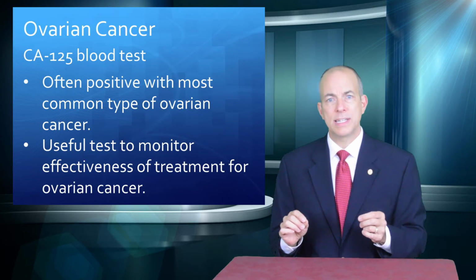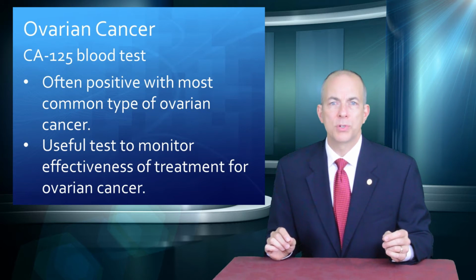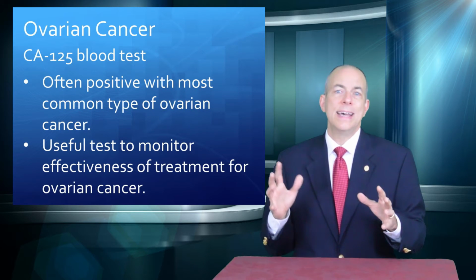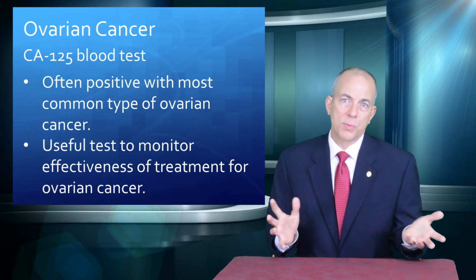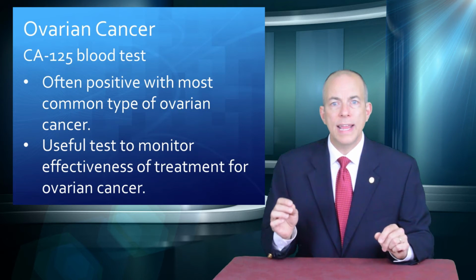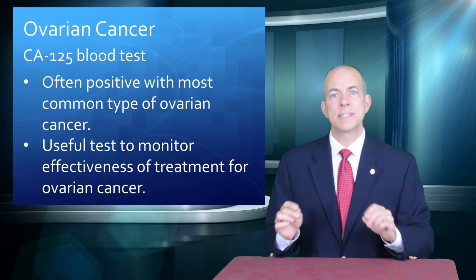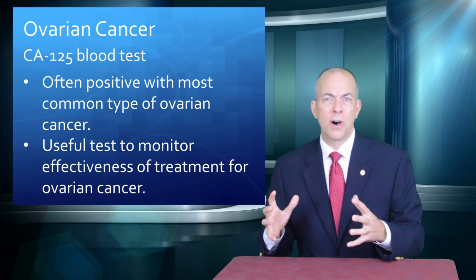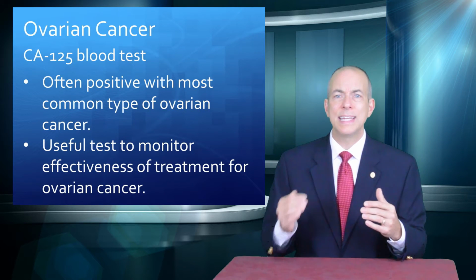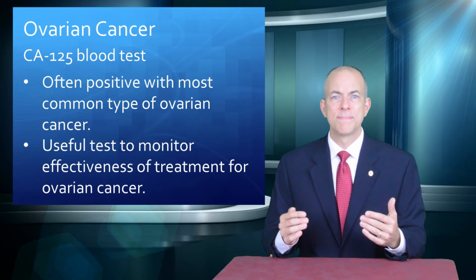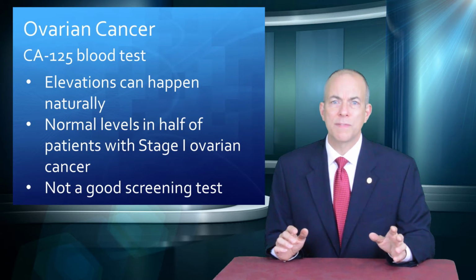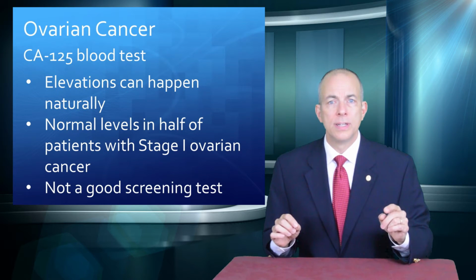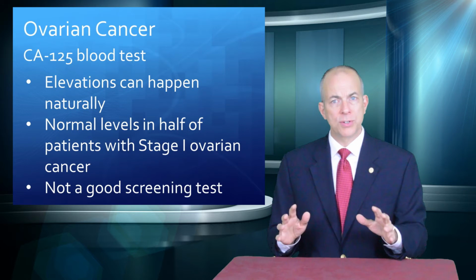One of the major problems with ovarian cancer now is our lack of early detection. A blood test known as a CA-125 is often positive when somebody has ovarian cancer, particularly if it is an epithelial ovarian carcinoma, which is one of the most common types. When ovarian cancer is present, CA-125 is helpful to monitor the effectiveness of treatment. The stability, rise, or fall of the CA-125 level gives an indication of how treatment is working. Sadly, CA-125 is not elevated by all types of ovarian cancer. In addition, CA-125 elevation can happen naturally.